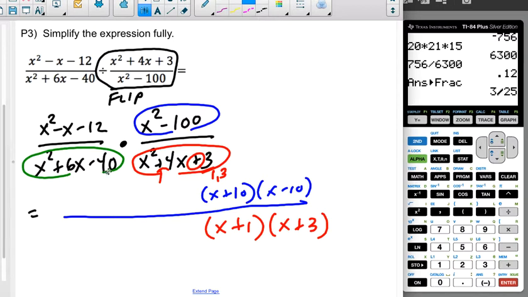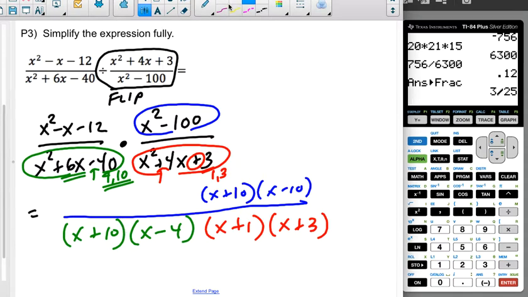So I'm guessing that this 40 is a 4 times a 10, right? I'm guessing that based on the information I have up top already. So sure enough, if I do an x plus 10 and an x minus 4, that gives me the negative 40 I want, right, the opposite signs, and it gives me a plus 6, all right?